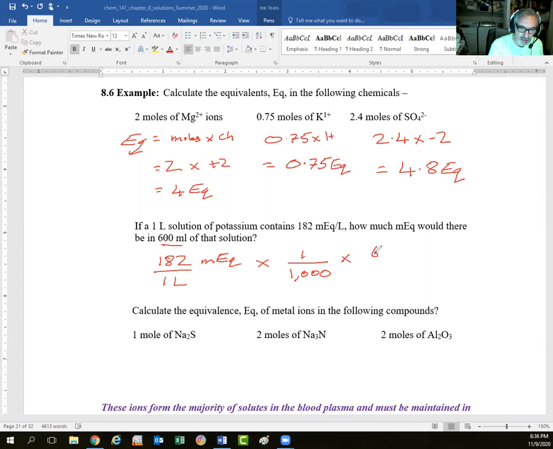And we're taking 600 milliliters of the solution, and that gives a grand total of milliequivalents of.